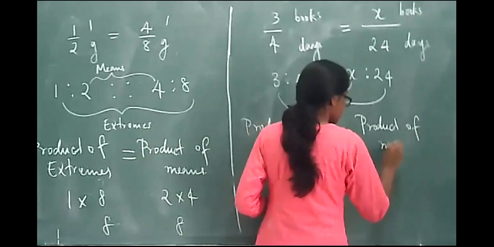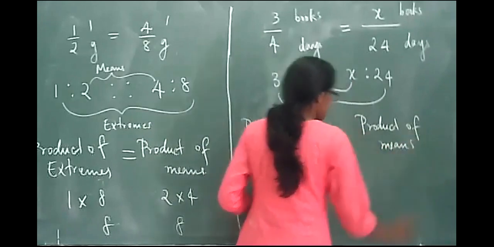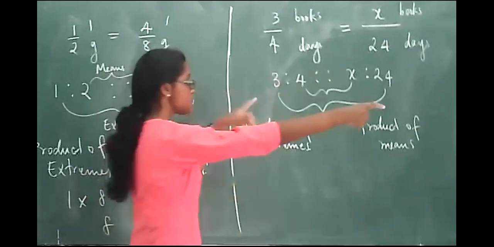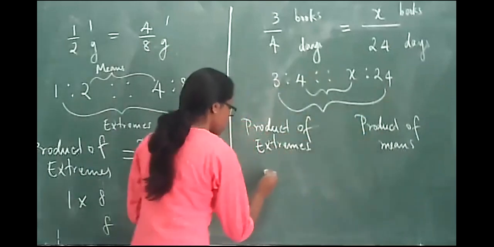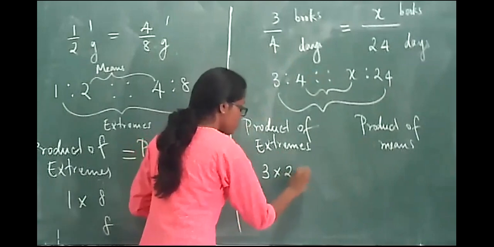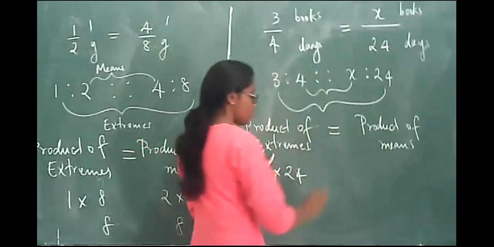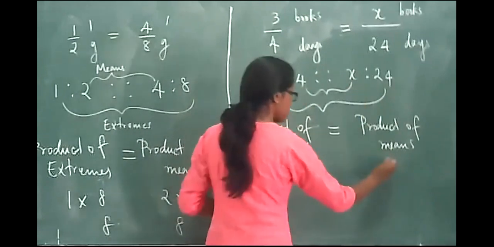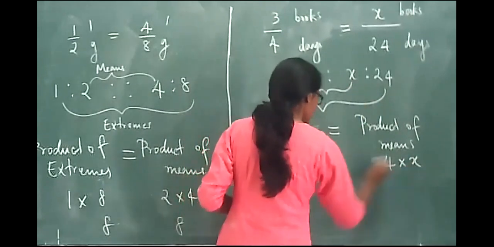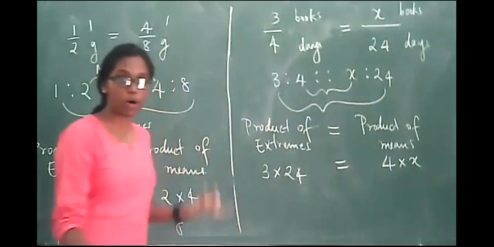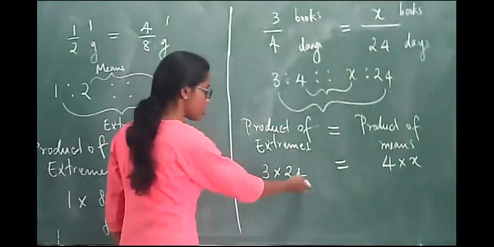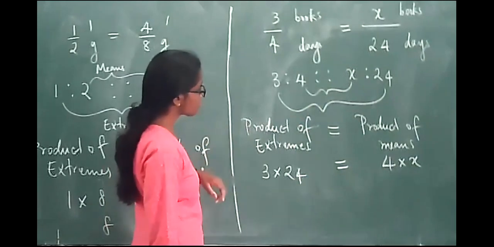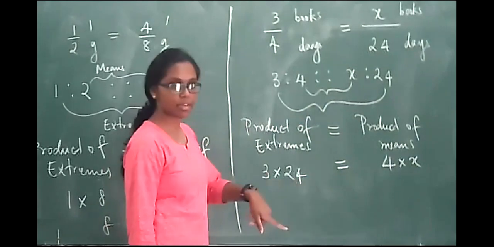Product of extremes, the two things which are on the extreme side are 3 and 24. So you have 3 and 24. And we know product of means is equal to product of extremes. And product of mean is 4 into x. So if you see this particular question, 3 into 24, 4 sixes are 24, 3 sixes are 18.